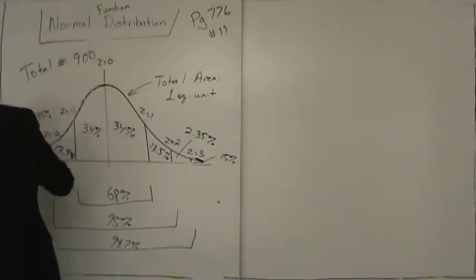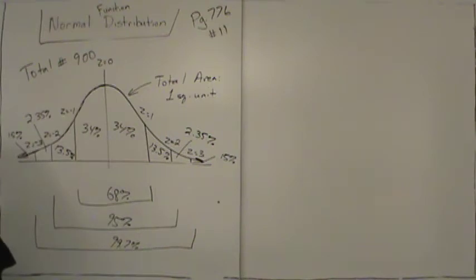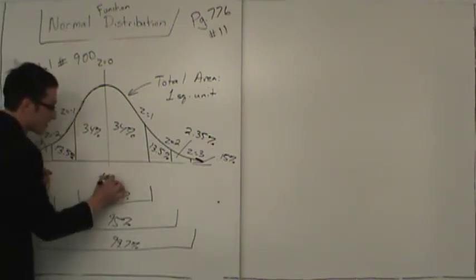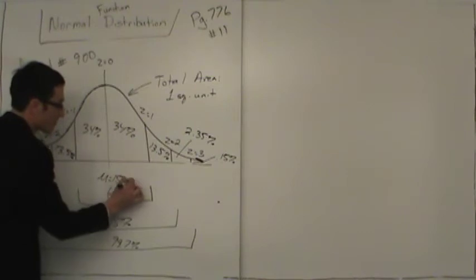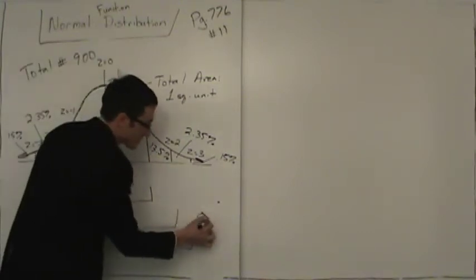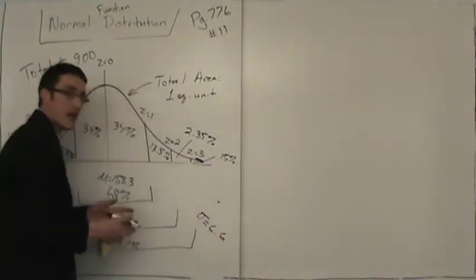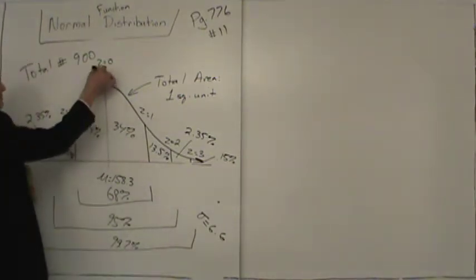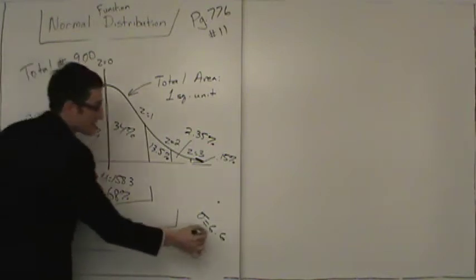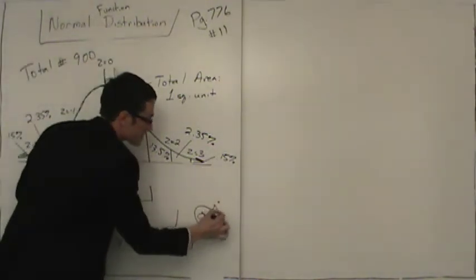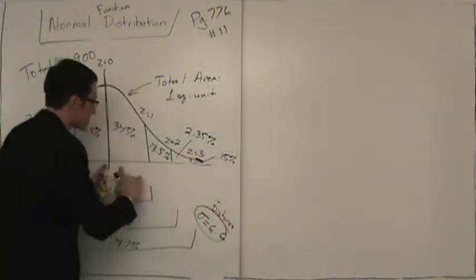900 men were surveyed. And it says the cholesterol levels of a specific racial group is normally distributed with a mean of 158.3. So our mean is 158.3. And our standard deviation, sigma, equals 6.6. So our center is 158.3, and our distance to get to the next line of standard deviation is 6.6.